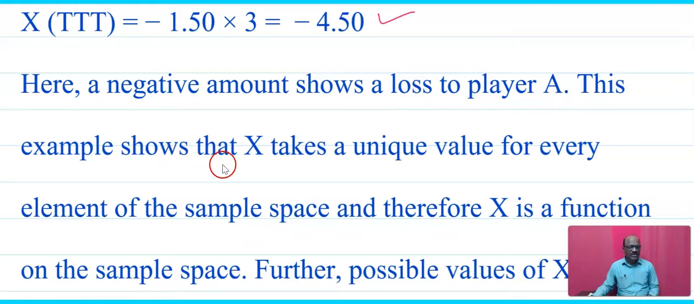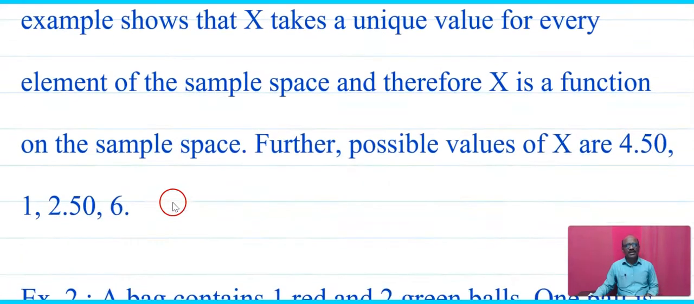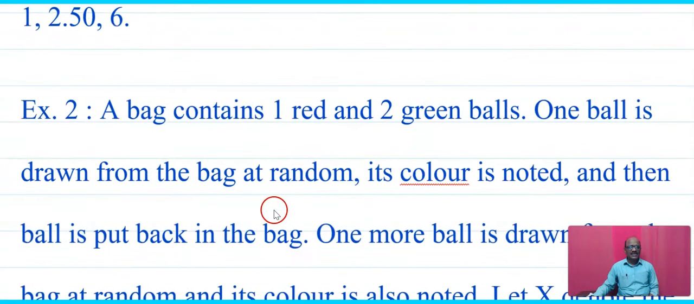This example shows that X takes a unique value for every element of the sample space, and therefore X is a function on the sample space. Further, the values of X are minus 4.5, minus 1, 2.5 and 6. Now next.